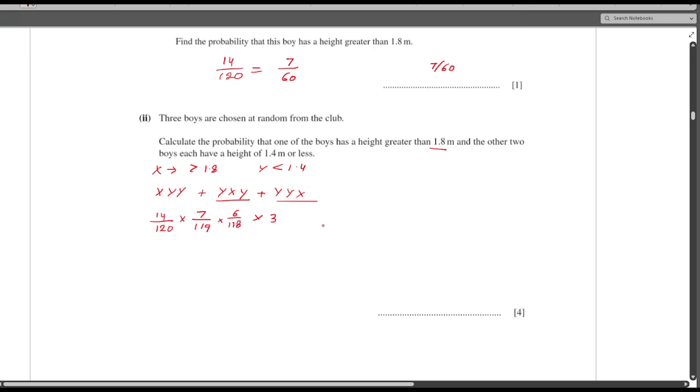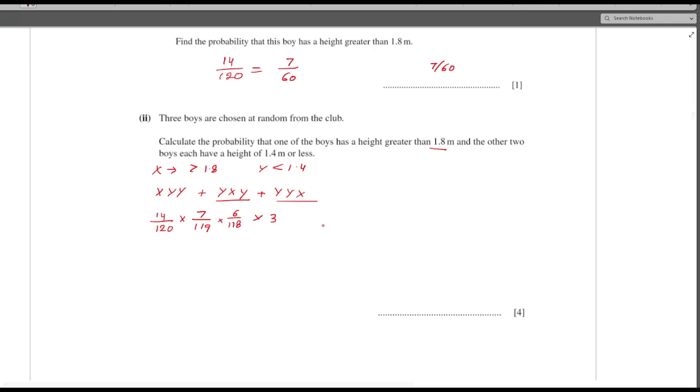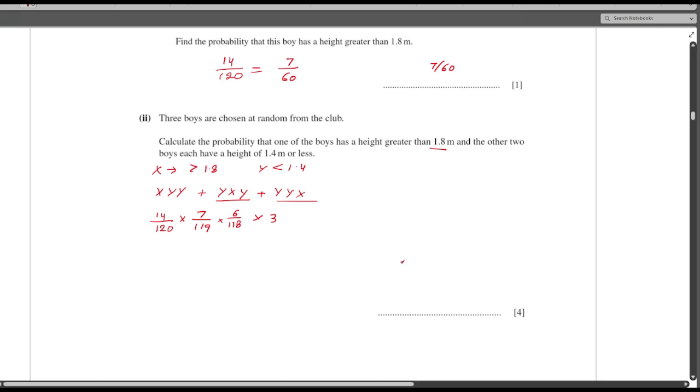And the result will be 14 divided by 120 into 7 divided by 119 into 6 divided by 118 multiplied by 3. So the result is 21 divided by 200,200,60.